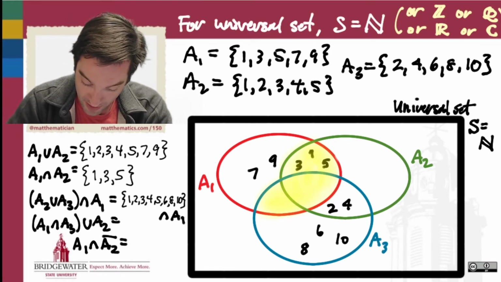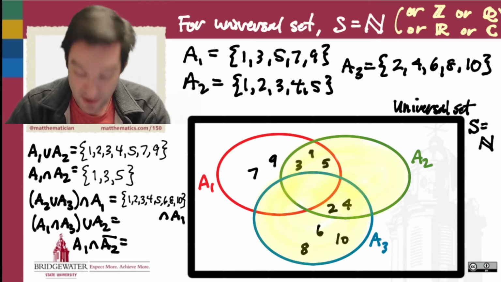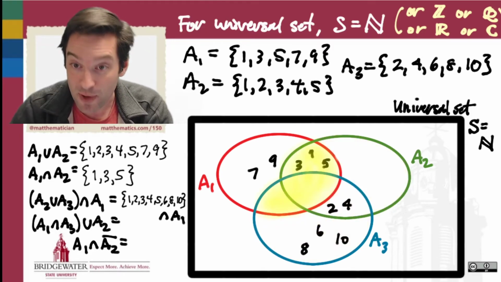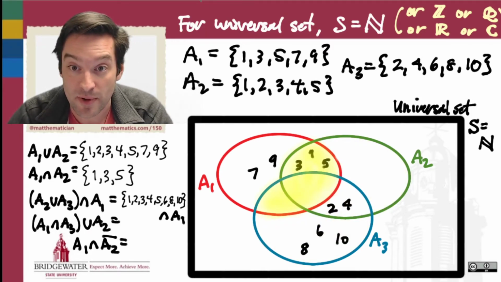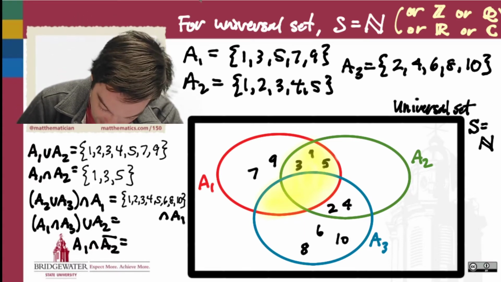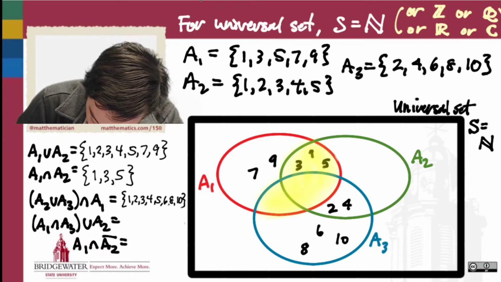Right? So compare. This is what we had before. This was the intersection of A2 with A3. And this is where that intersection intersects with A1. And as you say, yes, a roster for that set would be the elements 1, 3, and 5.